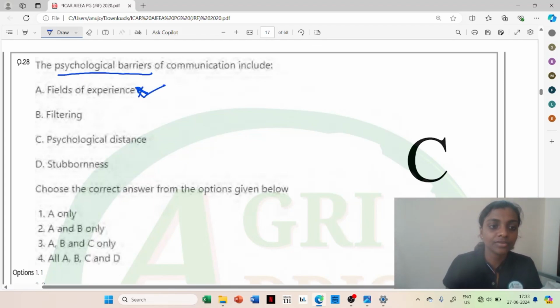Can be considered. Second one is filtering. Filtering means if I am not interested in some of the messages, or if I am very busy at the moment, these things will filter out the messages.